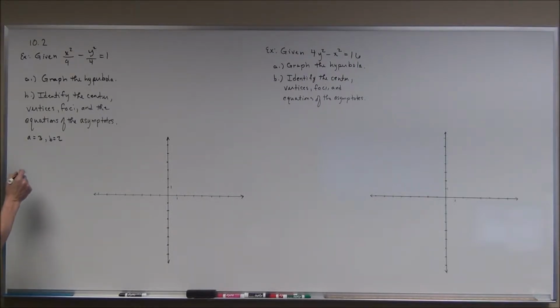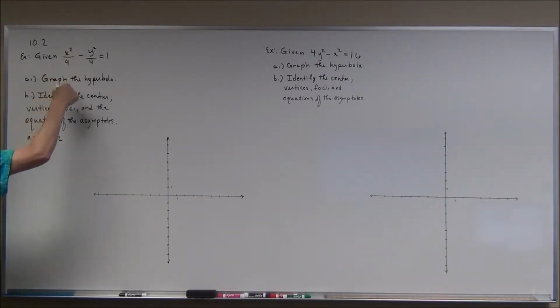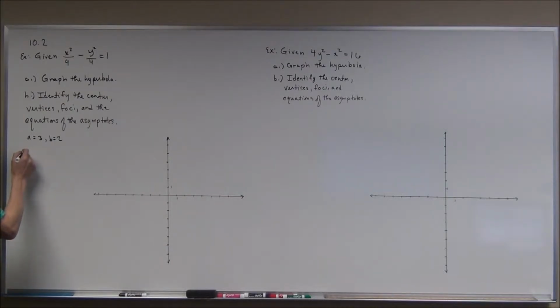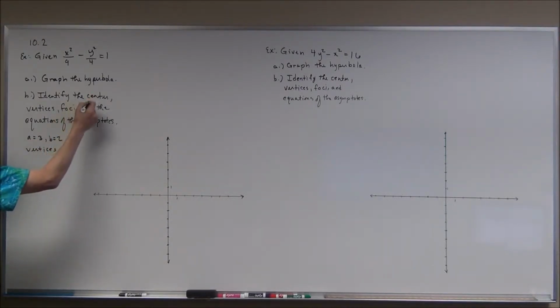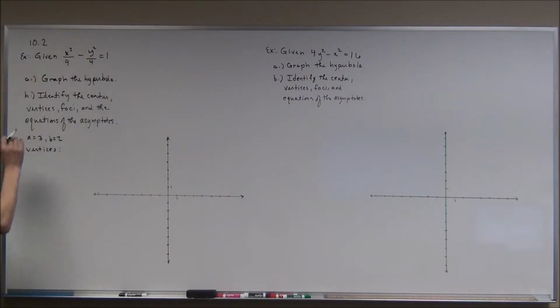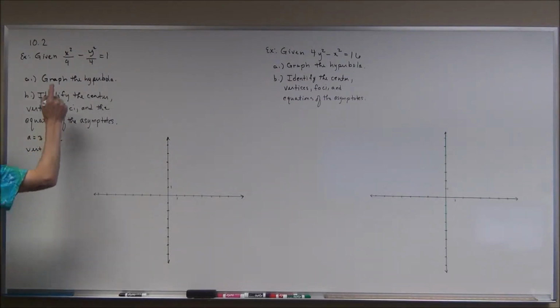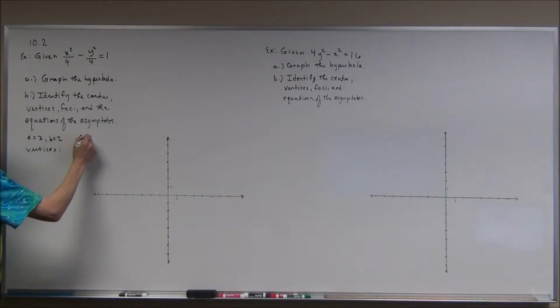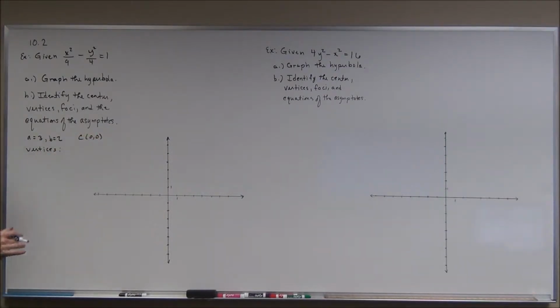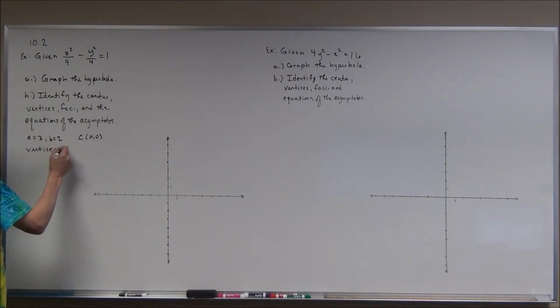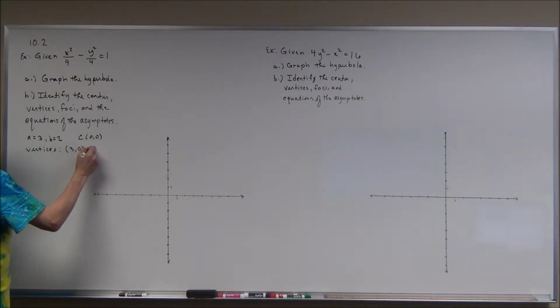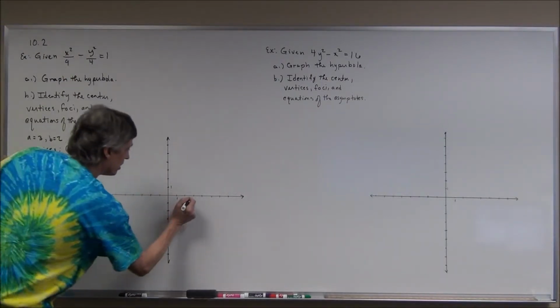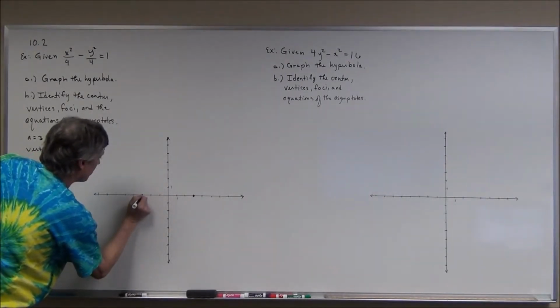Since my center is at 0, 0, I'm going to have vertices to the right and to the left of the center. It says also to identify the center here. Because it's x squared and y squared with no numbers being subtracted or added to them, my center is going to be 0, 0, so I'll put that here as well. I'm not going to actually add that to my graph, although my asymptotes will go through that. My vertices are a units to the right, a units to the left, so that would be 3, 0 and negative 3, 0. So I'll graph those here and here.